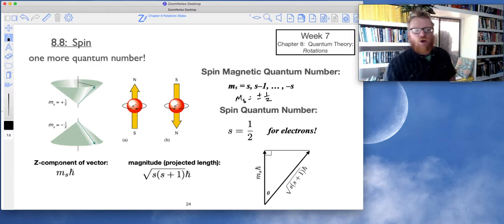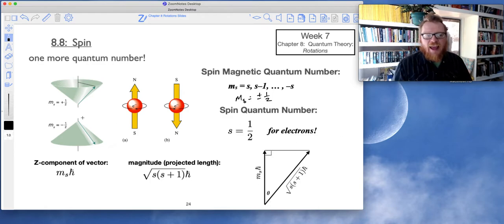And just like we saw with orbital angular momentum, electrons are also subject to the same Heisenberg uncertainty principle. The z component of their vector is given by ms h bar. The projected length is given by the square root of s times s plus 1, times h bar. And we can make the same picture right here that we just did. And they have the same conical representation of their angular momentum.